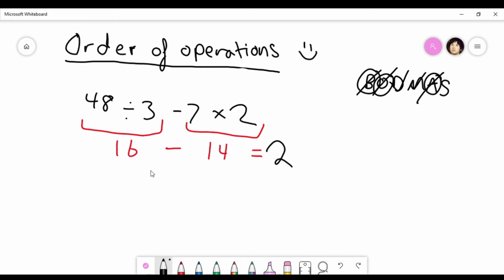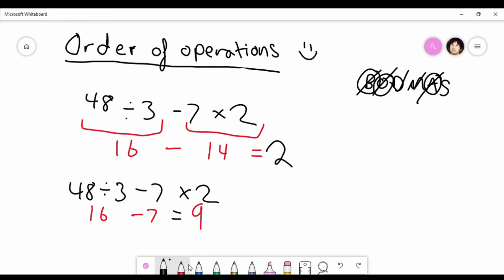Just to drive the point home that you can't really do it in another order, let's say we just did it in the order that it comes in. 48 divided by 3 minus 7 times 2. 48 divided by 3 is 16. 16 minus 7 is 9.